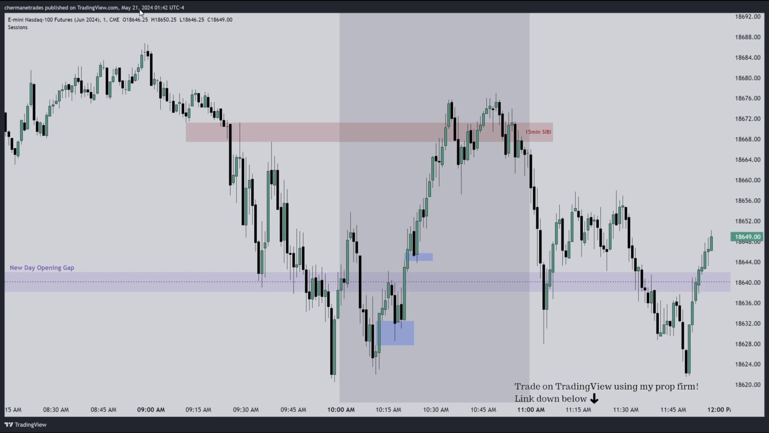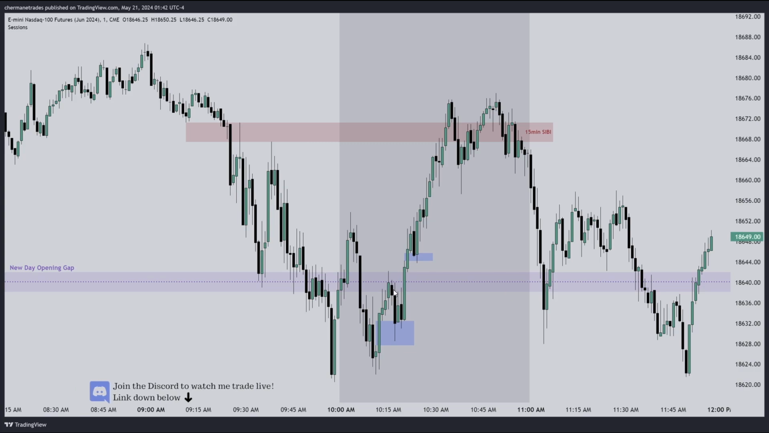May 21st, if you wanted to check out this trade. So buying here, expecting this fair value gap to stay open, but guess what? If we do trade down into this fair value gap, I'm not worried about it. Why? We have the new day opening gap laying right on top of it, and we know that's real support.